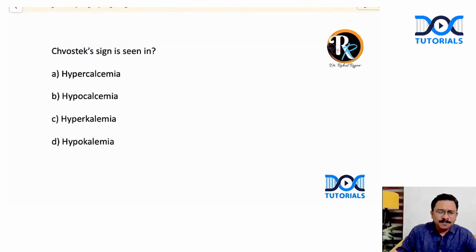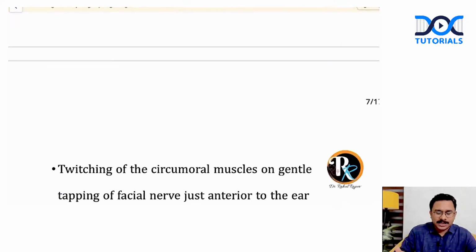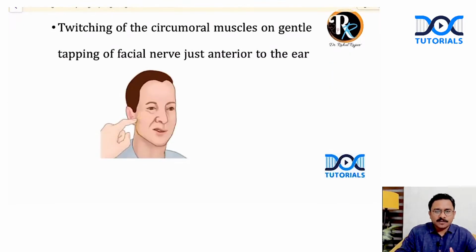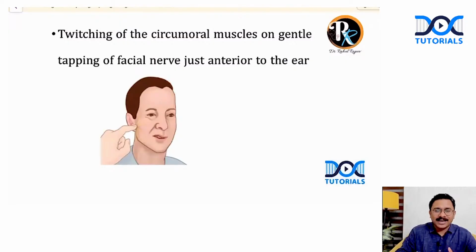Chvostek sign, simple, straightforward question. I'm not going to explain. Hypocalcemia, we've discussed this many times in the class. Twitching of the circumoral muscles on gentle tapping of the facial nerve just anterior to the ear.